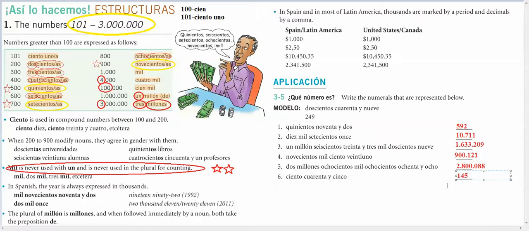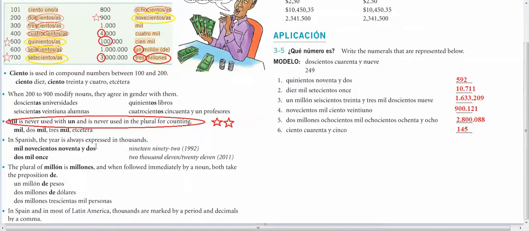145. Okay. The other thing that you want to pay attention to is in Spanish, they tell you that the year is always expressed in thousands, so they never do 1992. They would do 1992. So in Spanish, the year is always expressed in the thousands. Just like what we do now. I mean, we do, 2011.